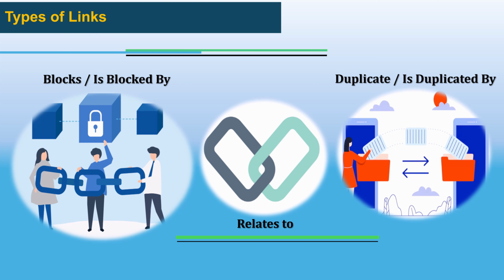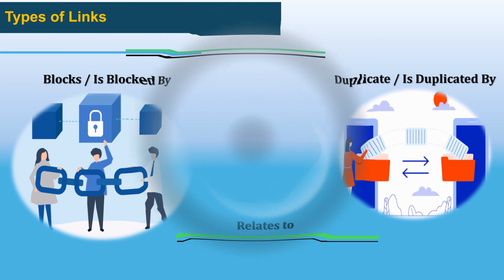Relates to indicates that two stories are connected but do not block each other. For example, a story under delivery tracking relates to a story under order management, so it provides context and visibility without enforcing any order. Next is duplicates or is duplicated by. It marks redundant stories. For example, two stories under the payment system describe the same task.